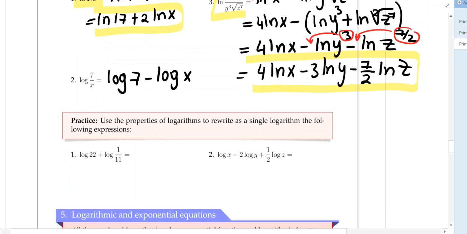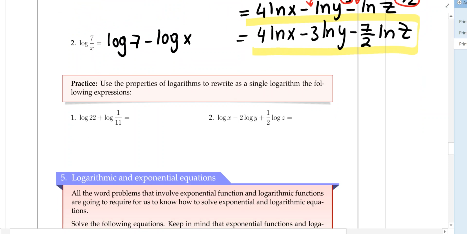All right, so we can be asked to do the reverse. So we have it in an expanded notation, and we're asked to rewrite it as a single logarithm. So basically we're doing the reverse of what we just did. So since I have log of 22 plus log of 1 over 11, this is the same as saying log of the first quantity times the second one, right? Because when we had times, we had plus. So now this is going to turn into log of 22 times 1 over 11, which is just 2. Okay, so we're doing exactly the opposite.